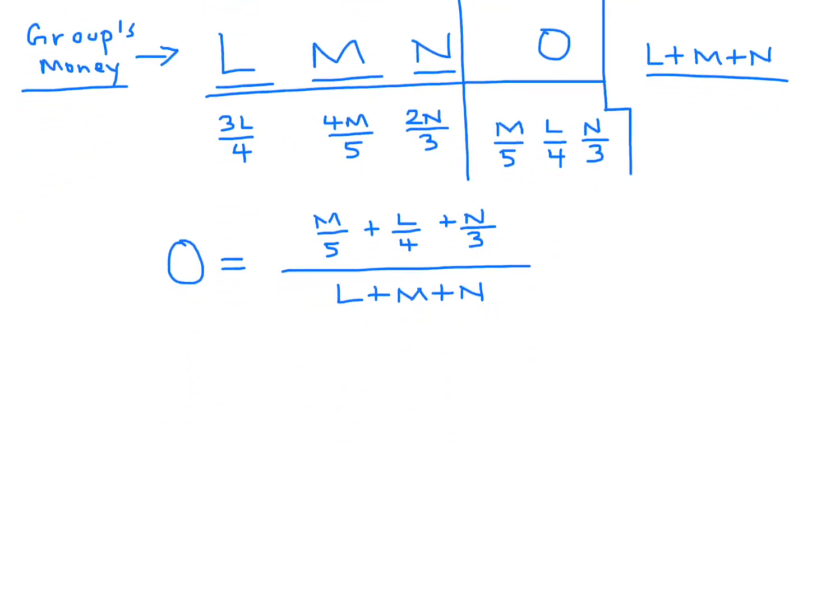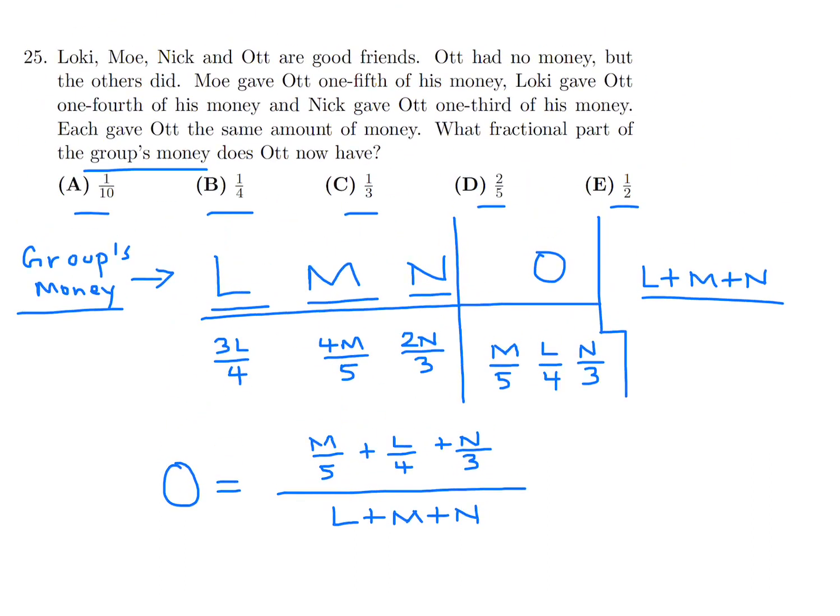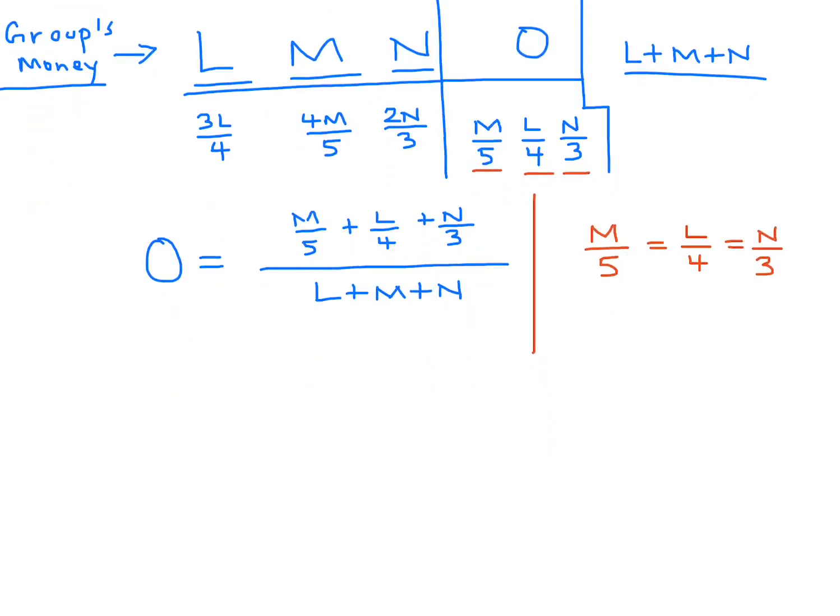All right, no problem. We should be able to do this, but there's one key part of the question that definitely needs to be highlighted. This part right here: each gave Ott the same amount of money. That's very important. That means that this is equal to this is equal to this. Each gave Ott the same amount, so that means that M over 5 is equal to L over 4 is equal to N over 3. That is the key to solving this equation, or whatever we have, fraction.